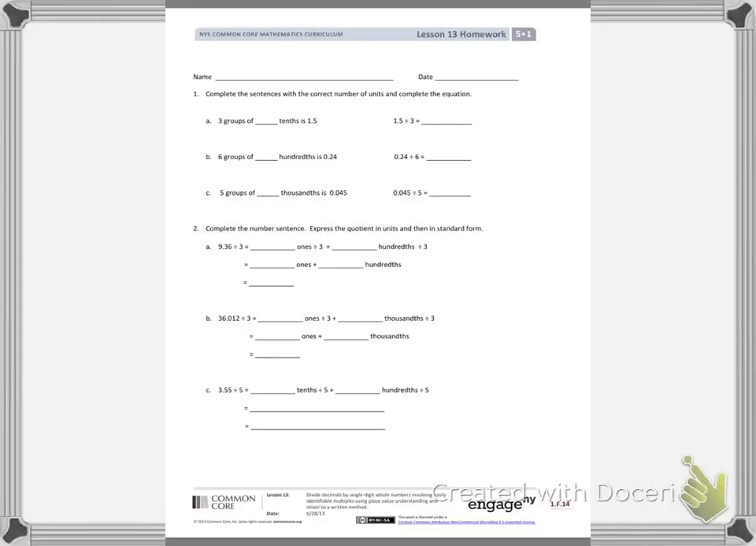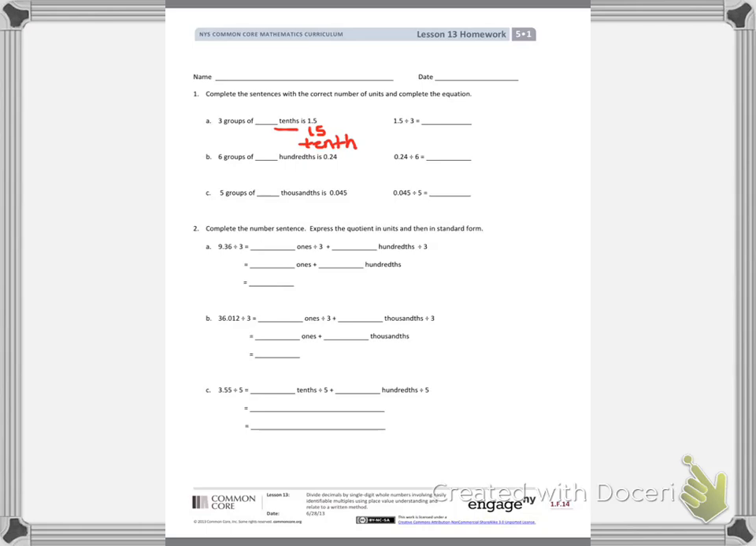On Lesson 13's homework, problem number 1, the directions state: complete the sentences with the correct number of units and complete the equation. So 1A says, 3 groups of blank tenths is 1 and 5 tenths. We want the whole thing to be answered in tenths, so we're going to convert the 1 and 5 tenths into just tenths. So 1 and 5 tenths is equivalent to 15 tenths.